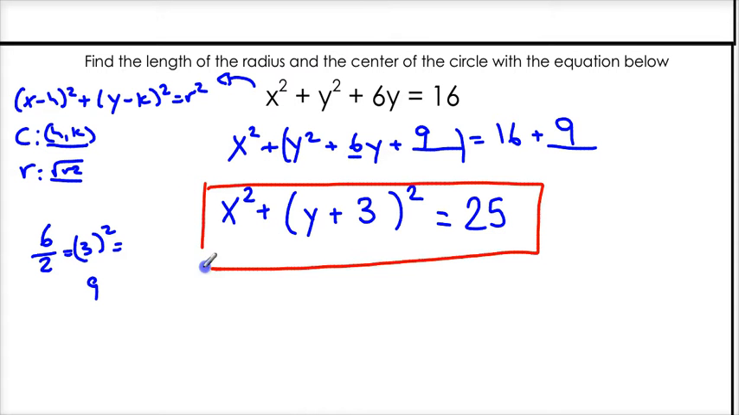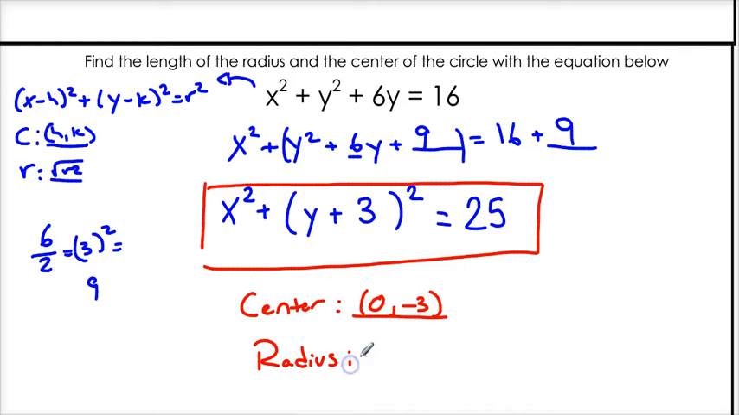So if I wanted to find the center and the radius, my center now is going to be, well, there's nothing added to x, so it's going to be (0, -3). Remember, we changed the sign. And our radius is going to be equal to the square root of 25, which is equal to 5. You see how that all worked out? Check and check. We just had to change the form of it.